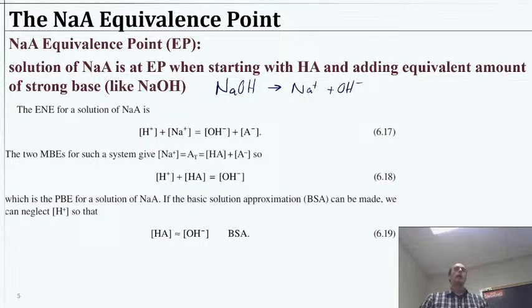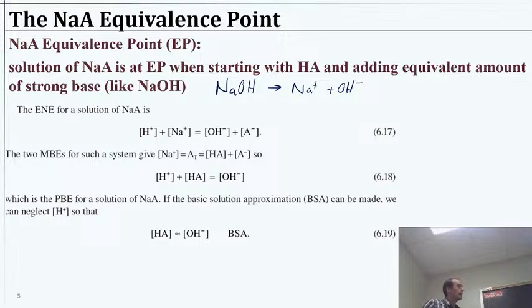Okay? Just like our HCl is completely dissociating. So our electroneutrality balance for this scenario is going to be the cations on the left, H plus and Na plus, and the anions on the right, OH minus and A minus. We can do some mass balance equations as well, and we could get the sodium equal to the A total.